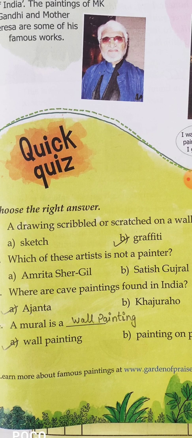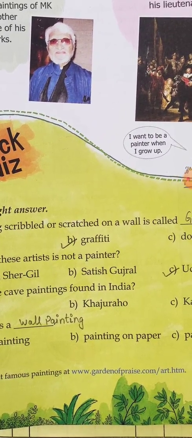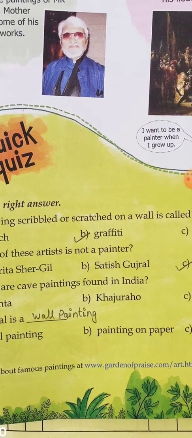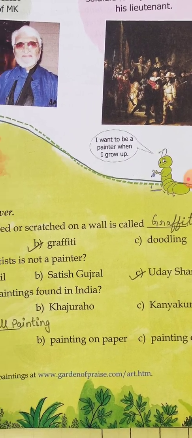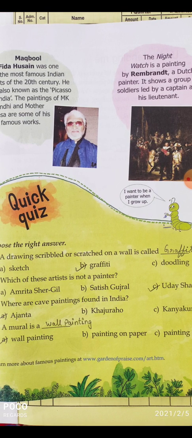Next we come to the quick quiz. Choose the right answer. Number 1, a drawing scribbled or scratched on a wall is called graffiti. Okay, if any drawing is made on wall or scribbled on wall, like many children at the age group of 6, 7, 8, 9 and 10, or classes 1 to 5, they mostly, if they find a pencil at home, start drawing some pictures on the wall. Mostly children do.